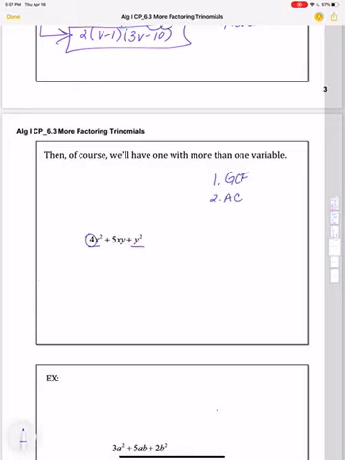And you're just doing the coefficients, right? So it's just 4 times 1, and that's 4. So I'm going to say, what times what is 4 and added together is 5? It has to be 1 times 4, because 2 times 2 doesn't give you that. So it has to be 1 and positive 4.